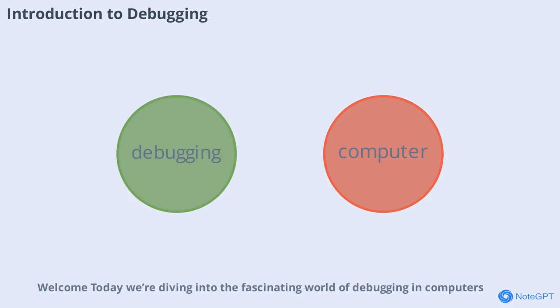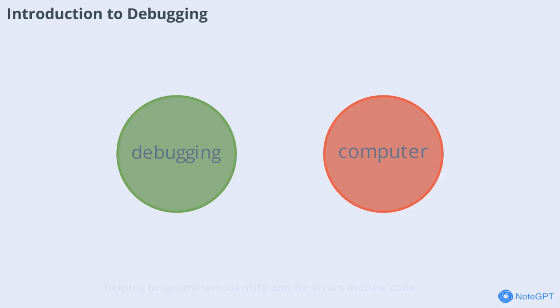Welcome. Today we're diving into the fascinating world of debugging in computers. Debugging is a crucial process in software development, helping programmers identify and fix errors in their code. Whether you're a beginner or an experienced developer, understanding debugging is essential for creating reliable and efficient programs.